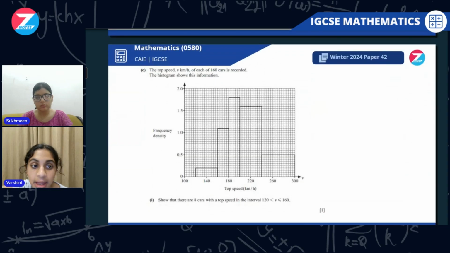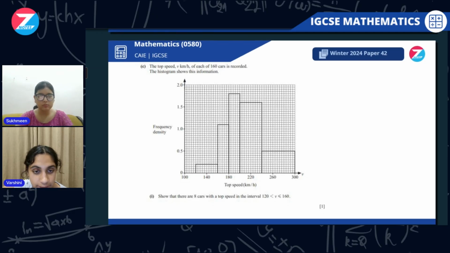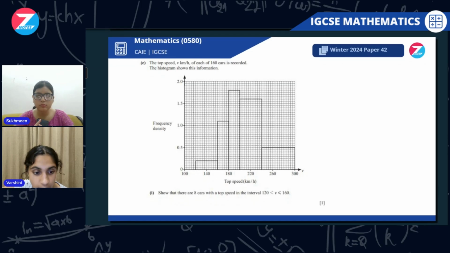So part C. The top speed velocity in kilometers per hour of each of 160 cars is recorded, and the histogram shows this information. Show that there are 8 cars with the top speed in the interval 120 < v ≤ 160.